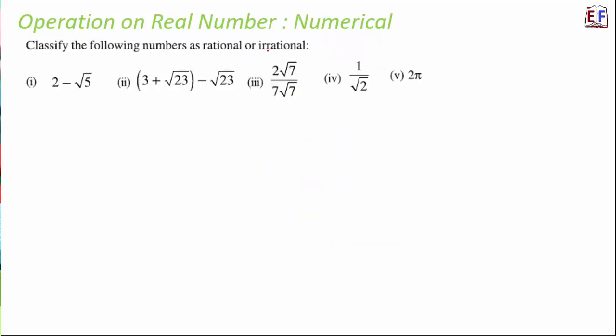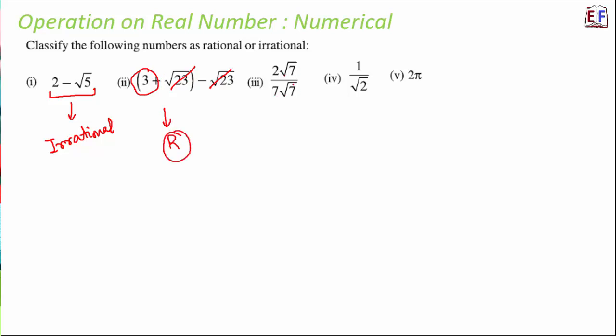Classify the following numbers as rational or irrational. Let's try. 2 minus root 5. One rational number, one irrational number, they are getting subtracted. So the result would be irrational. So this is irrational. 3 plus root 2 minus root 2. So if we simplify it, these two will get cancelled. So the answer would be 3. So this is a rational number.